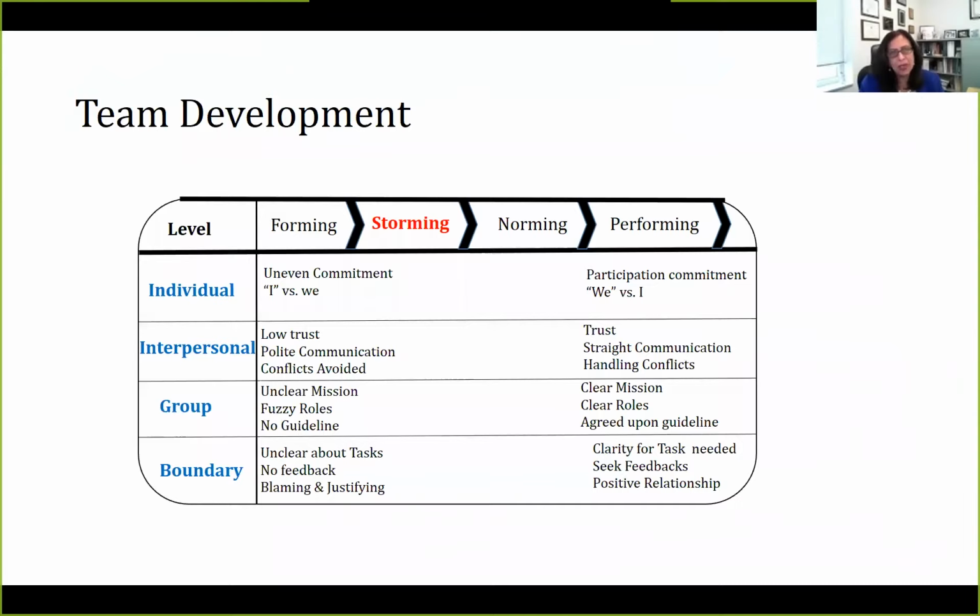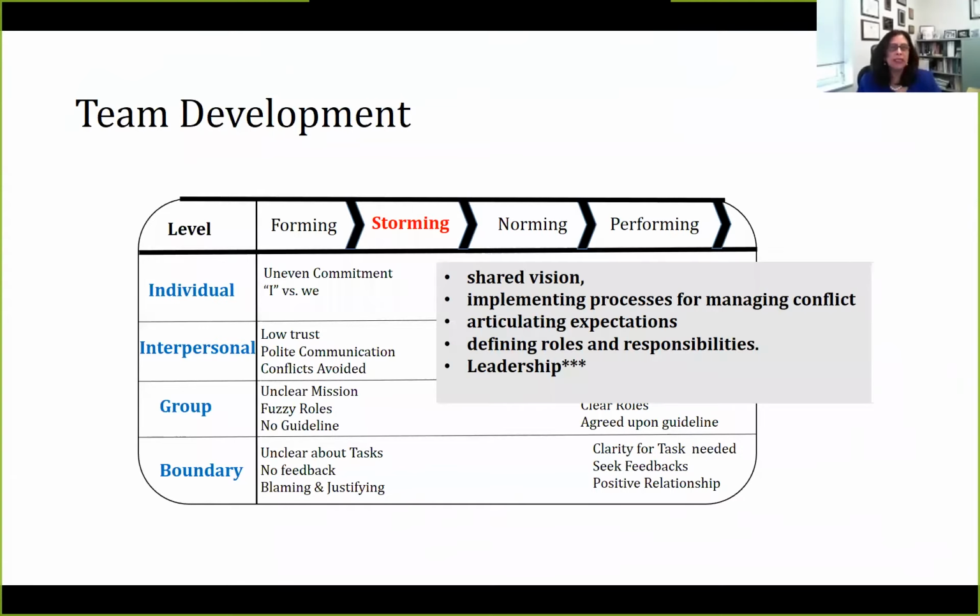If you recall from our last talk, the storming stage, just the way the name suggests, is a very, very crucial stage in team building, which affects the dynamic. So in the storming stage, one has to start working on the shared vision, and have processes in place for how one is going to communicate, how they're going to manage conflict, and how the leadership has to articulate the expectations. They also have to define roles and responsibilities. So in this storming stage of team building, the leadership will play a very, very key role.